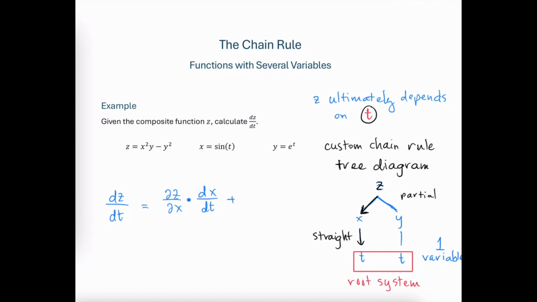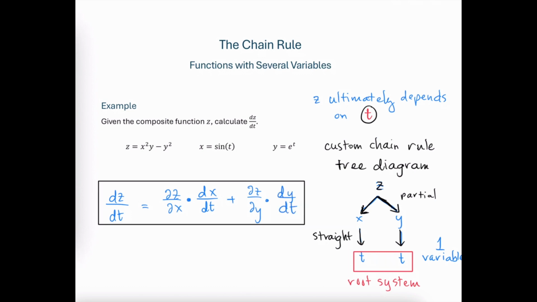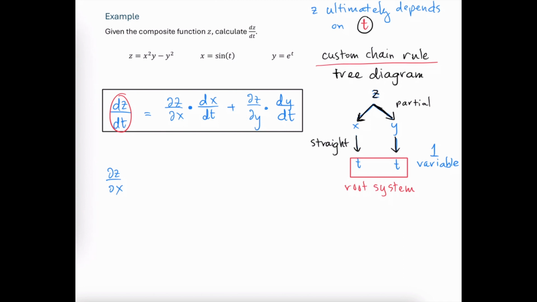Now to that we're going to add, we go back up to the top and we come down the y branch. Now again, this first level is a partial derivative, so this is partial z with respect to y, times, continuing down that y branch to t, y depends only on t, so that's a straight d derivative of y with respect to t. And this is the custom chain rule formula that we're going to use to calculate dz dt. So now we need to evaluate these partials.